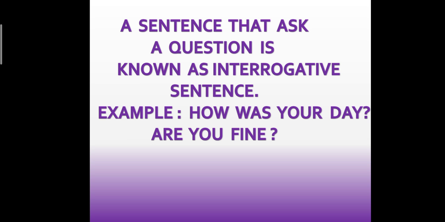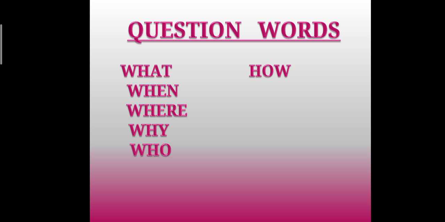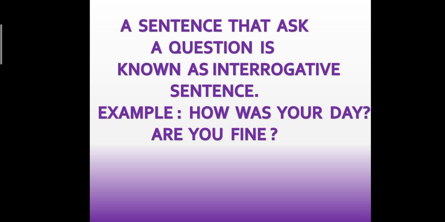Here you can see the example. How was your day? Are you fine? Naturally, this type of sentence begins with question words, and I'm sure you are familiar with the question words. Some are given here: what, when, where, why, how. Apart from this, we can also use the word which. Okay, it goes like that. And you can see that interrogative sentences end with a question mark. Okay, so I hope the first two types of sentences are clear for you.